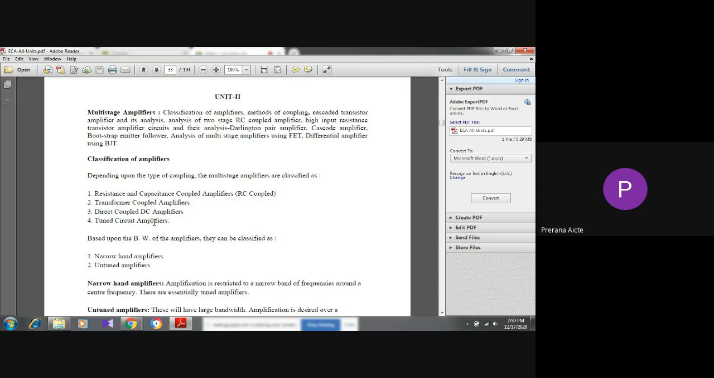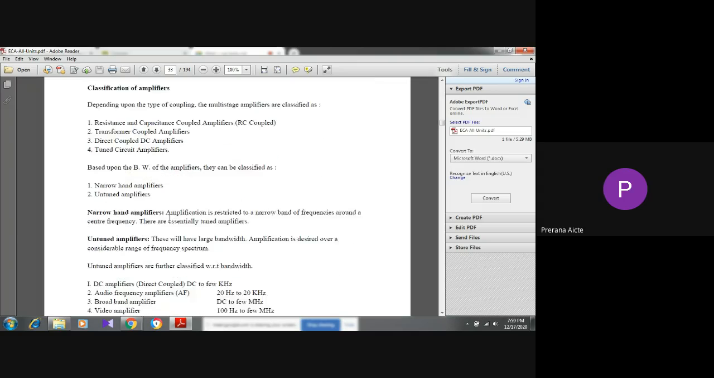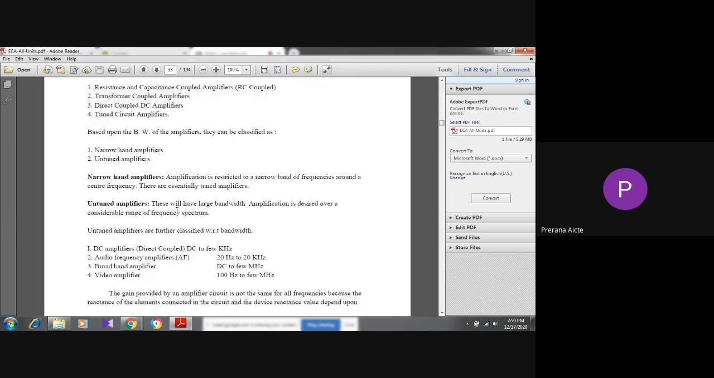Next category is based upon the bandwidth. Amplifiers are classified as narrow band and untuned amplifiers. The untuned ones are also called wideband amplifiers. Narrow band means amplification is restricted to a narrow band of frequencies around a center frequency. These are essentially tuned amplifiers. Only for these narrow band amplifiers, we get small bandwidth, a narrow band of frequencies.